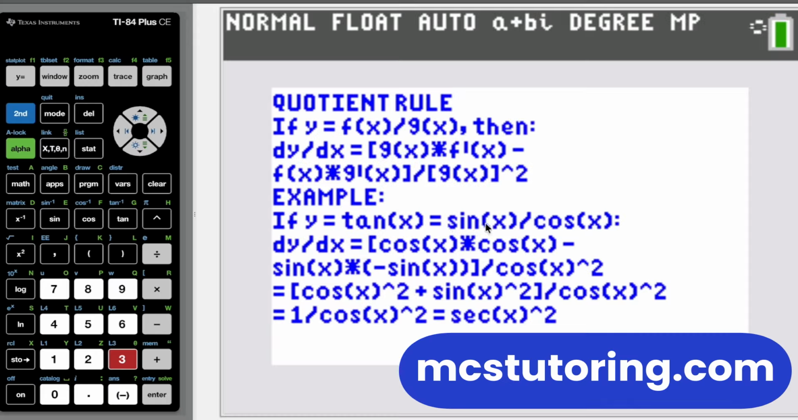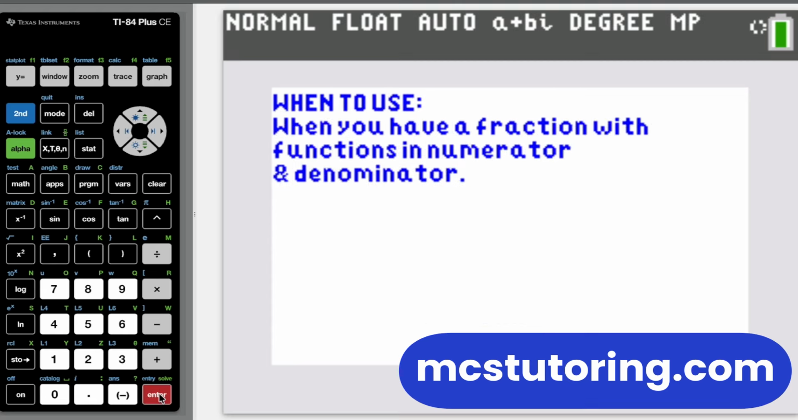Quotient rule, we've got an example. If y equals tan x, really that's like sine x over cosine of x. It's going to be g of x times f prime of x minus f of x times g prime of x, over g of x squared. So here's the example with sine divided by cosine. And then it works it out. We got secant x squared, or secant squared x, actually. You'll figure it out. When you have a fraction with functions in numerator and denominator, that's when you use it.